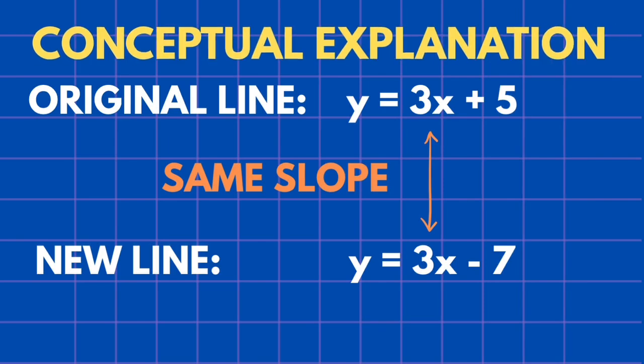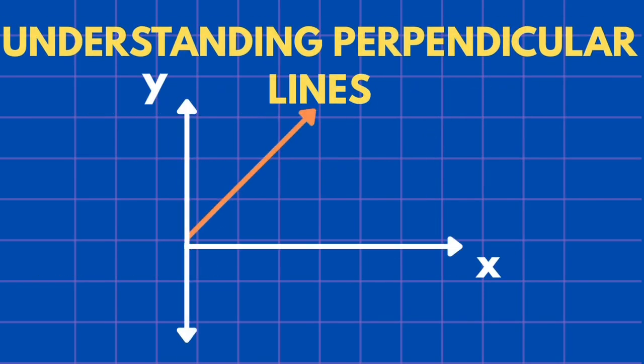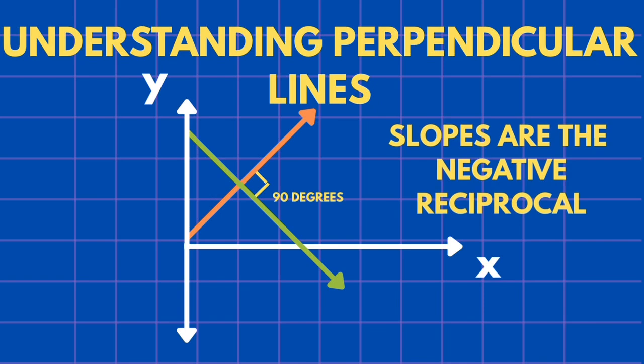Let's move on to perpendicular lines. Perpendicular lines intersect at a perfect 90-degree angle. Unlike parallel lines, these lines move in completely different directions. And because of that, their slopes must have a special relationship. Perpendicular slopes are negative reciprocals.